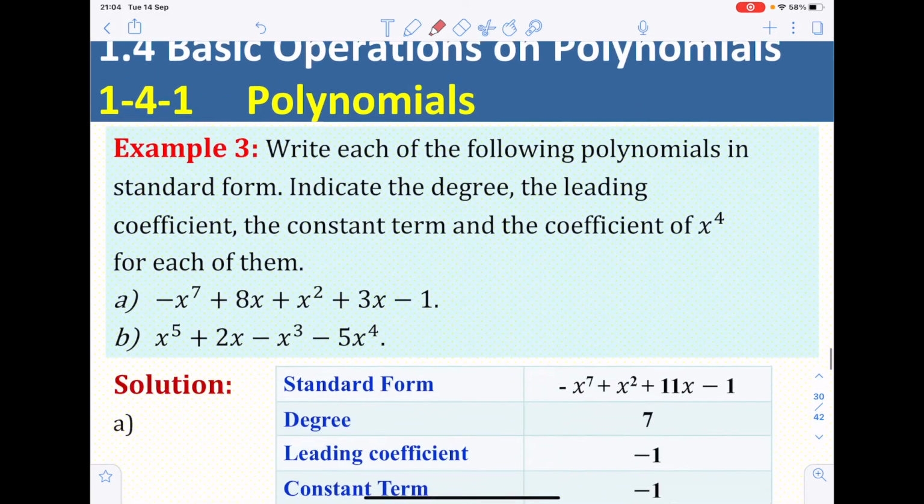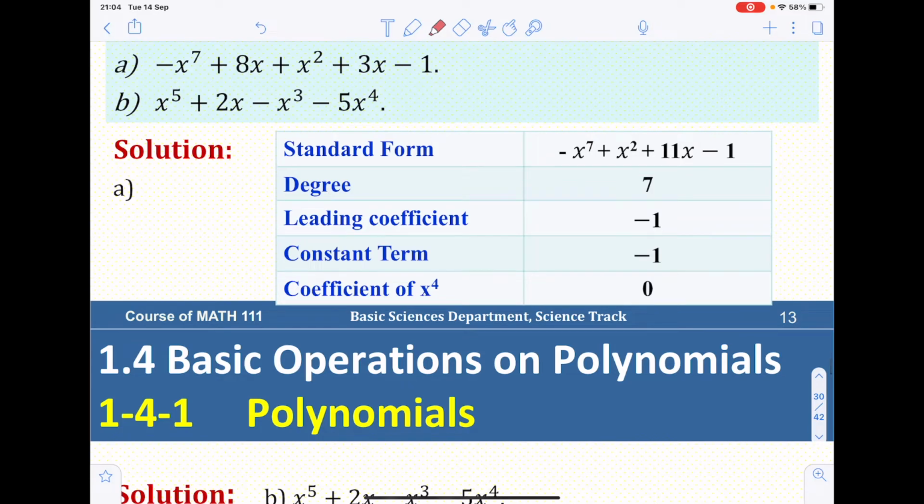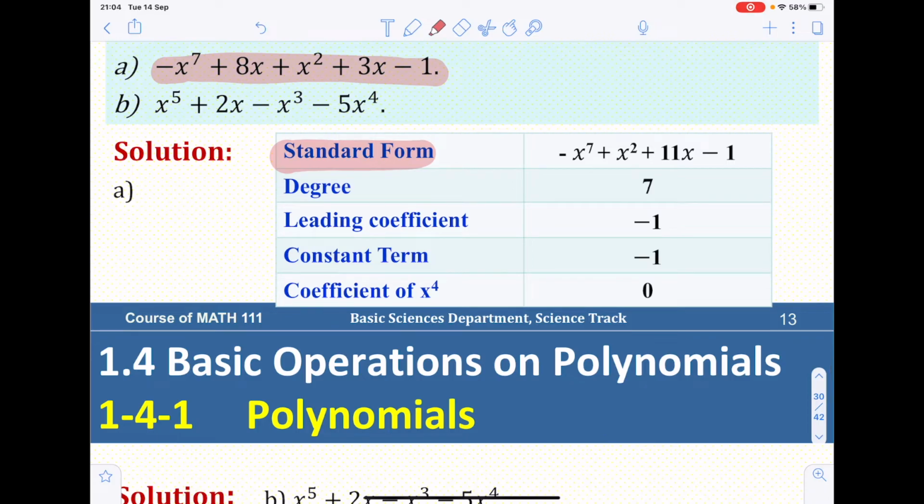Okay, let's see this one. Now I have this polynomial. It's not written in the standard form. We have to write it in the standard form. So in order to write it in the standard form, I will start with the variable with the highest degree and then go to the lowest degree. And also I need to check if I have two terms that can be combined. I will add them together. For example, here 3x and here 8x. So 11x, and then I would start with the power 7, then power 2, then power 1, then power 0.